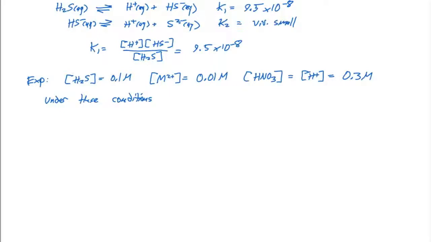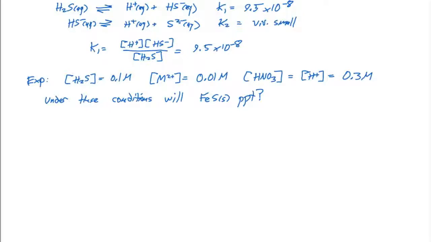will FeS, or iron sulfide, precipitate? And whether or not this precipitation will form will dictate whether this cation is in group 2 or if the cation is in group 3.